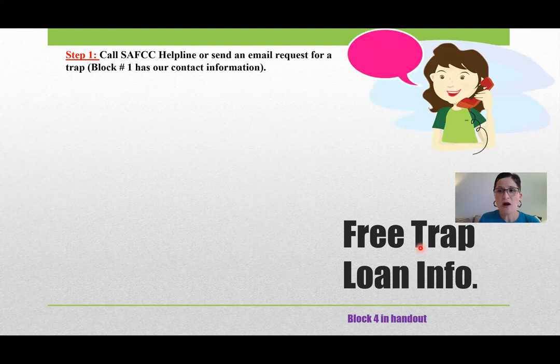Okay, and when you call us or send us an email, you're going to leave your name, your contact number, the zip code that you reside in, and how many traps you want, or request for traps. If you need one, I need 1 trap. If you need 2, just tell them how many traps you need.